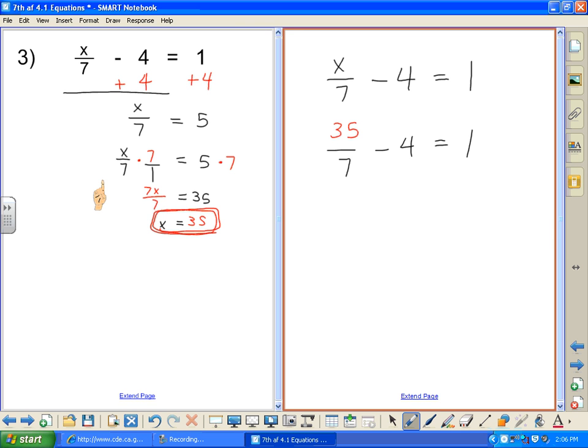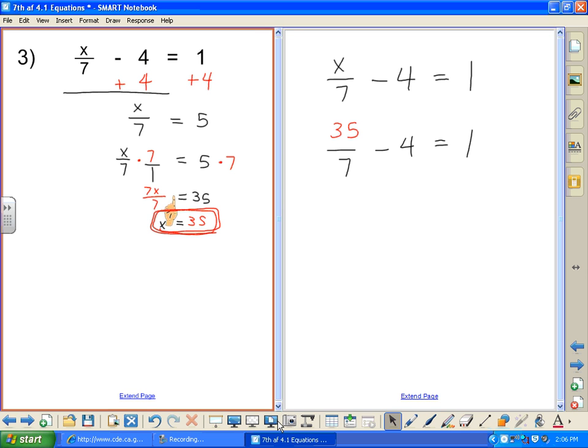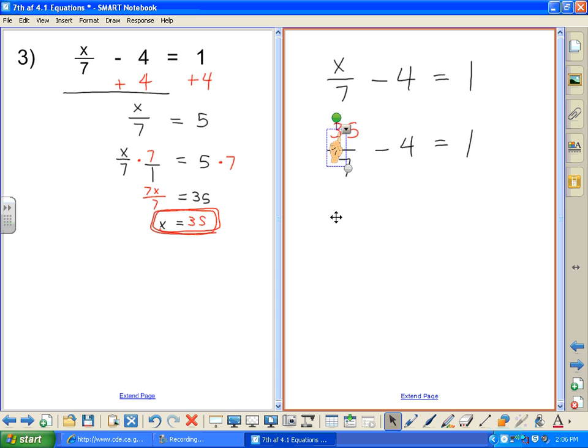Now looking at the problem again, what are we doing? 35 divided by 7 has to be first before we subtract by 4. So 35 divided by 7 is really a 5. So it becomes 5 minus 4 equals 1. Is that true? Yes, 5 minus 4 is indeed 1, and 1 does equal 1. And we know that we got the right answer here because it checks out.